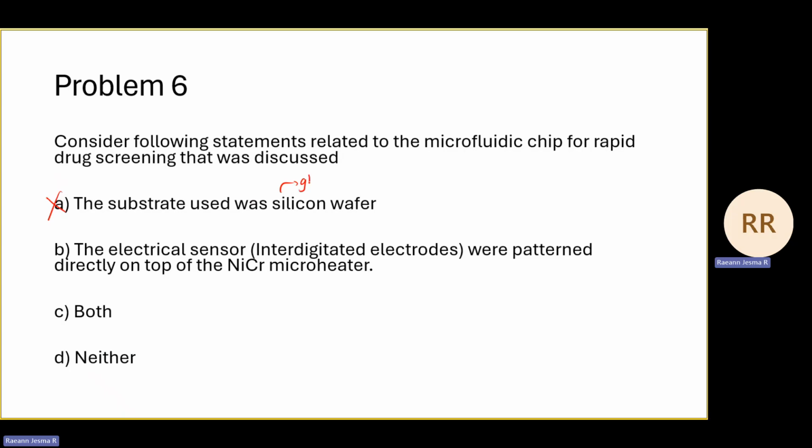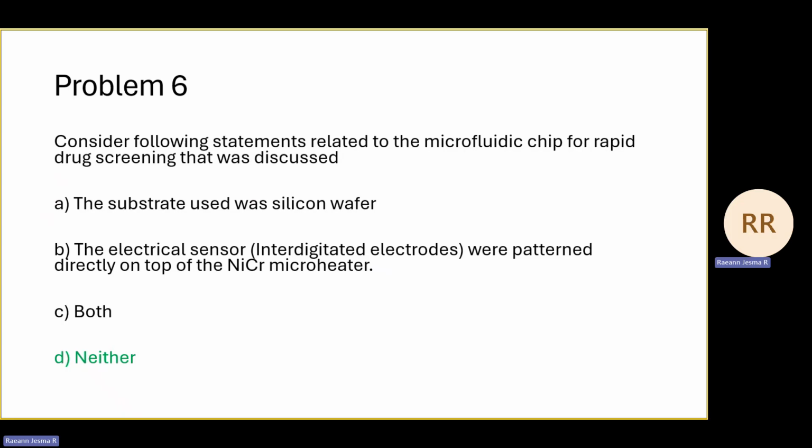This was glass. And in option B, it is mentioned that the electrical sensor interdigitated electrodes were patterned directly on top of the nichrome microheater. And in previous classes, we have already discussed that we do not do this because we don't want an electrical short between the microheater and the electrode. So we'll have some insulating layer between them. So this is also wrong. So the correct answer is neither. This is the correct answer, neither.